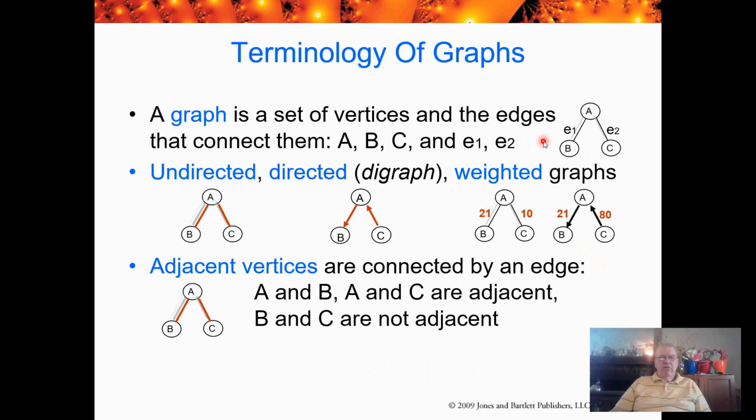So here's a set of vertices and edges. A graph is a set of vertices and edges. These are undirected, digraphed and directed and weighted graphs. Now we computer programmers are lazy people, so we don't want to say directed graph every time. We say digraph and leave off the last two syllables of directed. And adjacent vertices, if it's an undirected graph, then A and B are adjacent because you can go either way, and A and C are adjacent, but B and C are not adjacent.